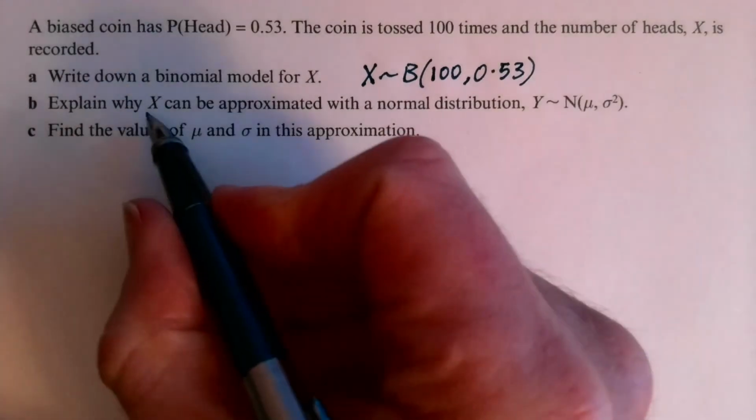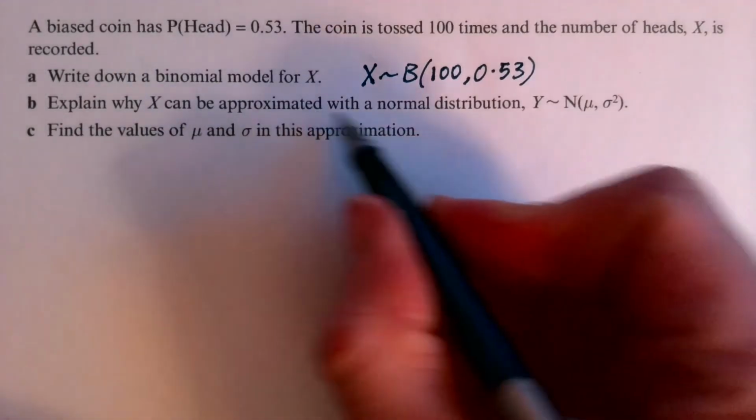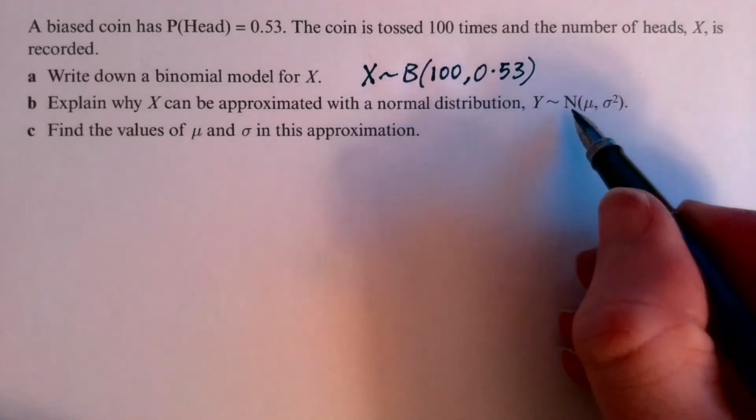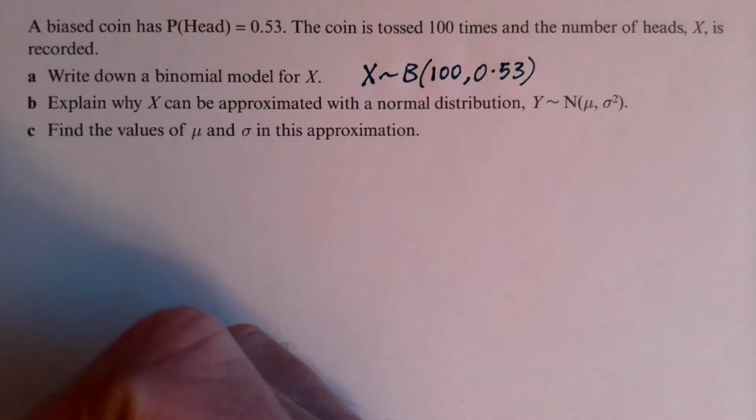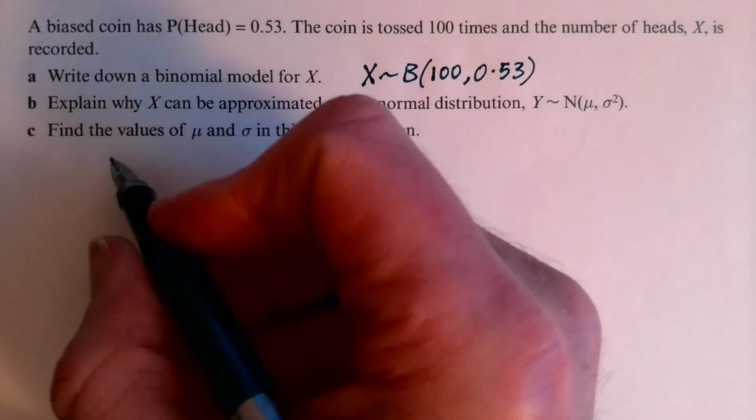Now, explain why x can be approximated with a normal distribution. Y is normal, mu, and standard deviation squared. Well, that's going to be 2 reasons.